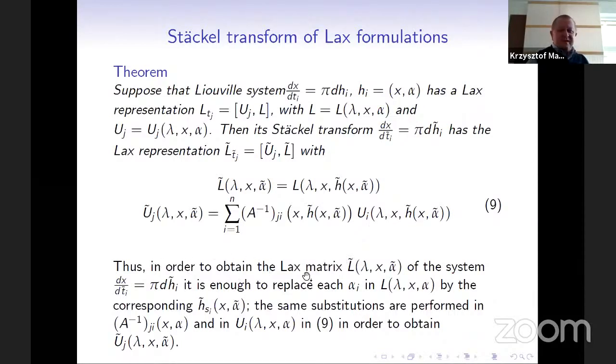So in words, in order to obtain the Lax matrix for the transformed system, it's enough to replace each constant alpha_i in the Lax matrix of the old system by the corresponding tilde Hamiltonian, as has been done in the Stäckel transform. And the same substitutions have to be performed in these and these places. Okay, it's a lot of indices, but the information is that it is a direct constructive way of producing the Lax representation of a system after Stäckel transform from the Lax representation of the original system. It may take some time to compute it, but in general, it's very easy.